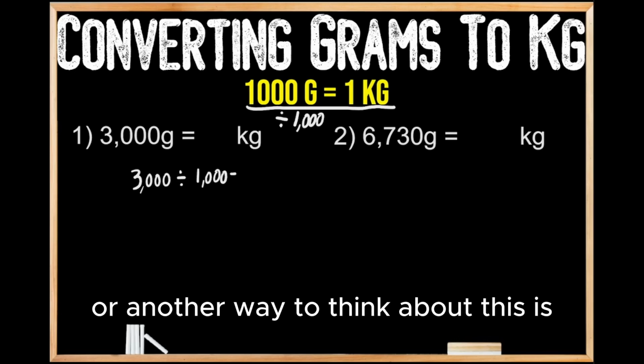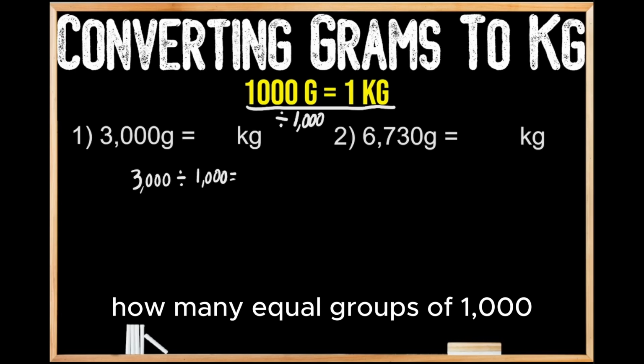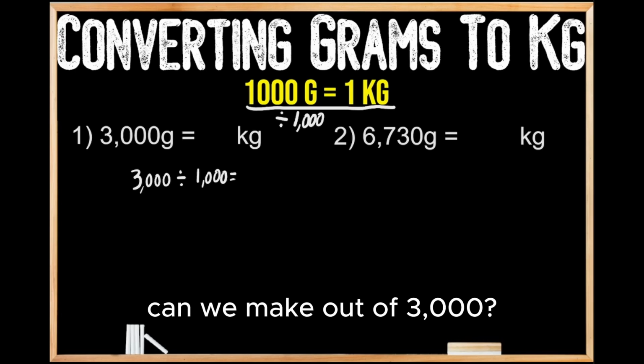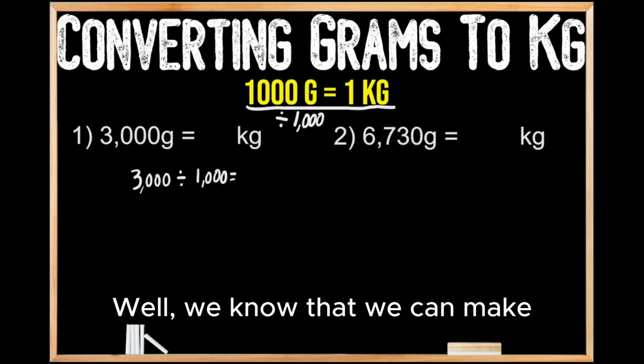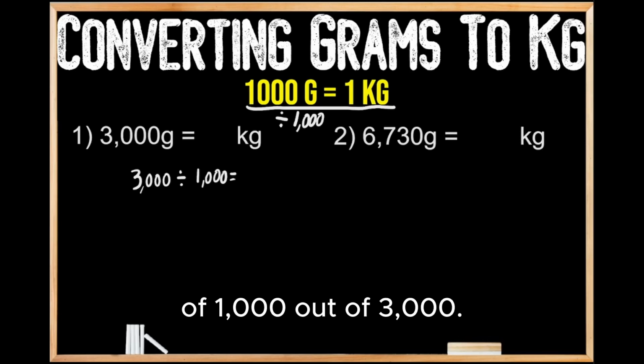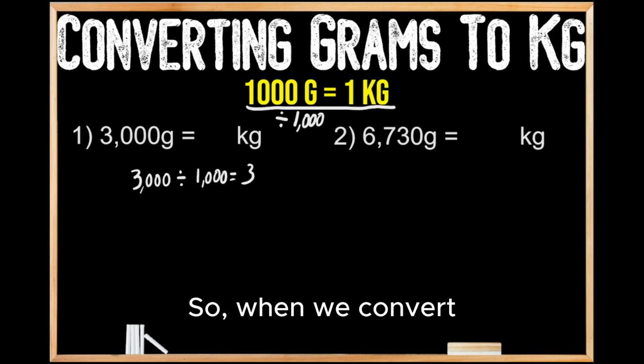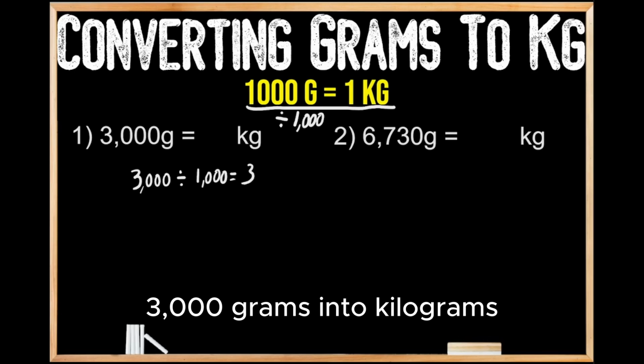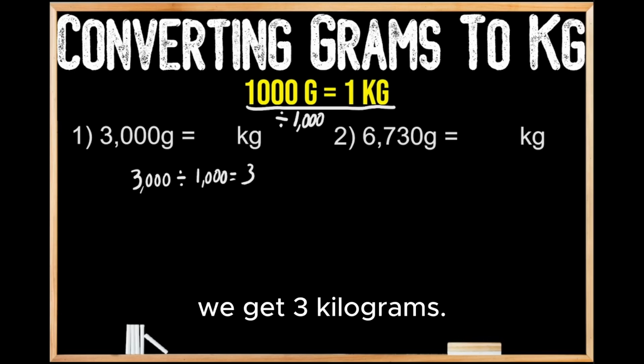Or another way to think about this is, how many equal groups of 1,000 can we make out of 3,000? Well, we know that we can make 3 whole groups of 1,000 out of 3,000. So when we convert 3,000 grams into kilograms, we get 3 kilograms.